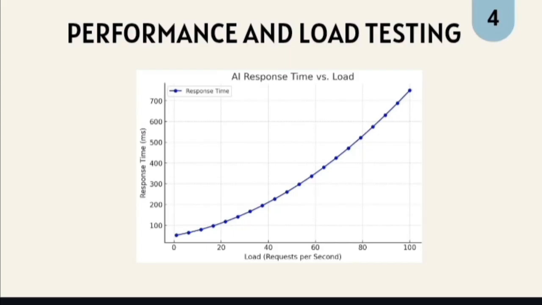We have a graph of performance and load testing, which is a crucial process that determines how well an AI system responds under pressure. It tests speed, efficiency, error recovery, and handling traffic. The chart on this side likely shows how response time changes with increasing user load.